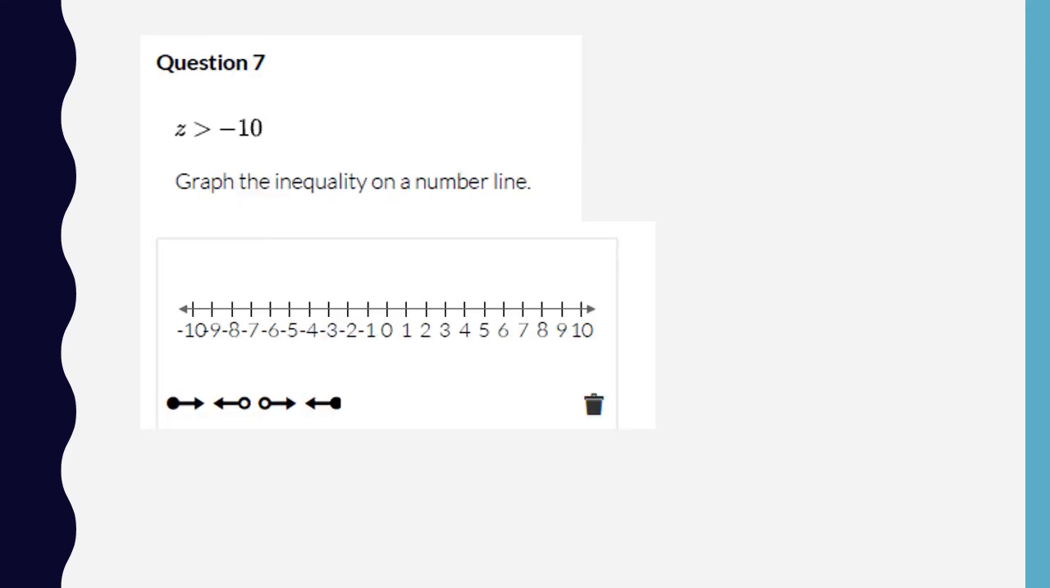Okay, z is greater than negative 10. So I've got negative 10 and my numbers are greater than, so it's going to be a line going that way. And I have to choose if it's an open circle or a closed circle. So I look and see if negative 10 is included, and it just says greater than. It does not say or equal to. So it's going to be an open circle.